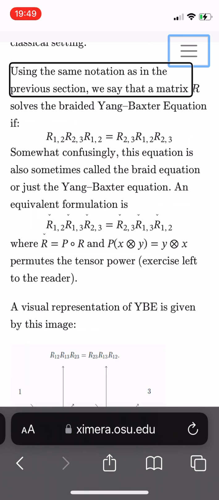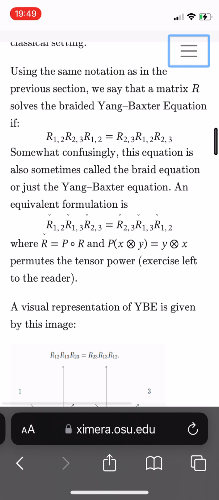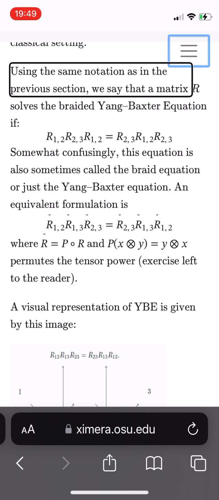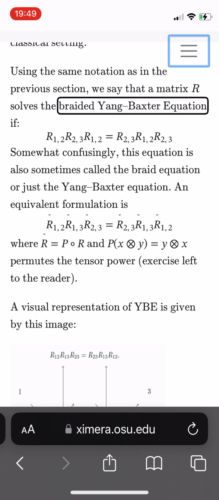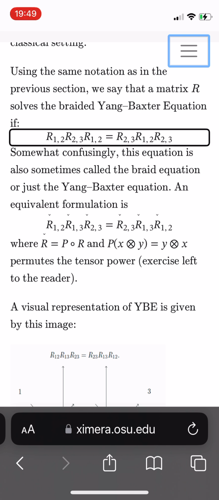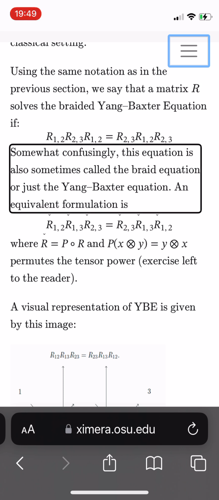Using the same notation as in the previous section, we say that a matrix R solves the braided Yang-Baxter equation if R subscript 1,2, R subscript 2,3, R subscript 1,2 equals R subscript 2,3, R subscript 1,2, R subscript 2,3. Somewhat confusingly, this equation is also sometimes called the braid equation or just the Yang-Baxter equation.